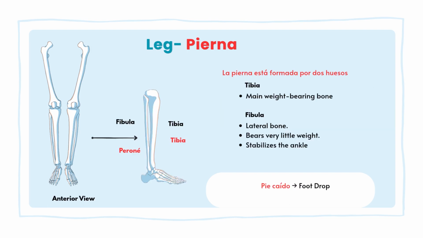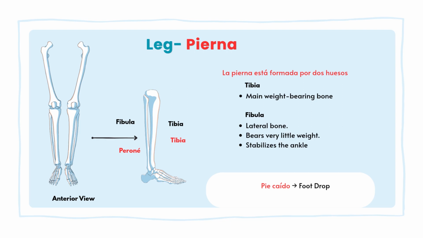And now let's move on to the leg, which is made up of two bones: the tibia, the main weight-bearing bone, and the fibula. It's the lateral bone, bears very little weight, and stabilizes the ankle. And in Spanish are tibia and peroné. And we have something interesting that is foot drop.